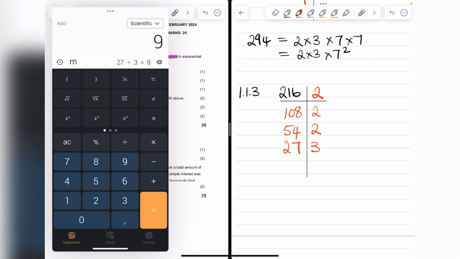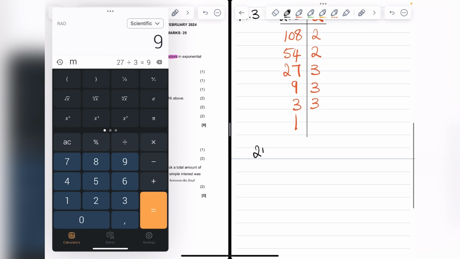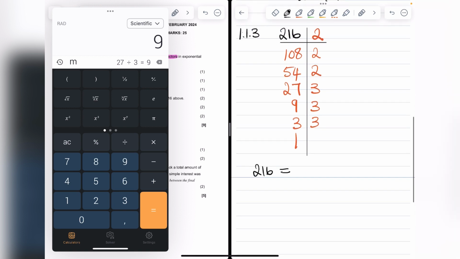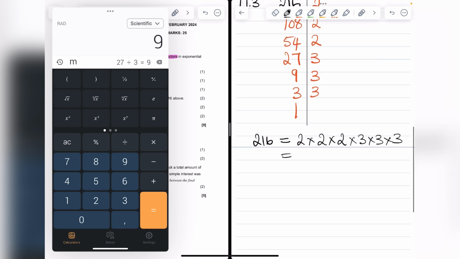27 divided by 3 is 9, and that will be 3 again. 9 divided by 3 is 3. That's 3, and that's 1. So that means 216 is equal to 2 times 2 times 2, and then three 3s. In exponential form, we have 2 to the power of 3 multiplied by 3 to the power of 3.